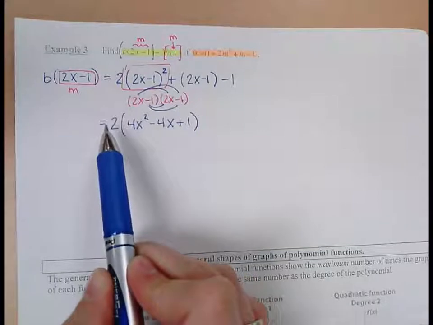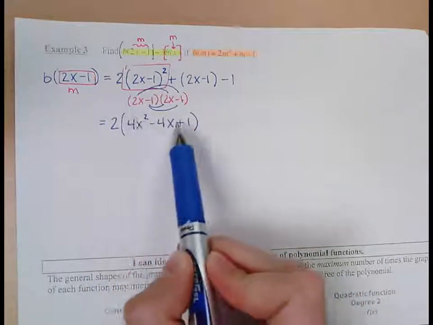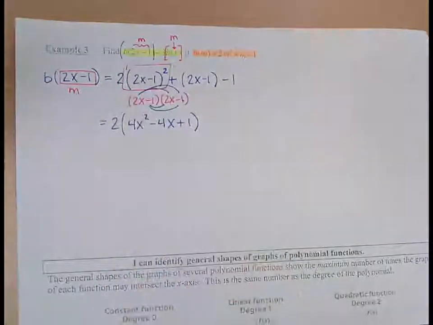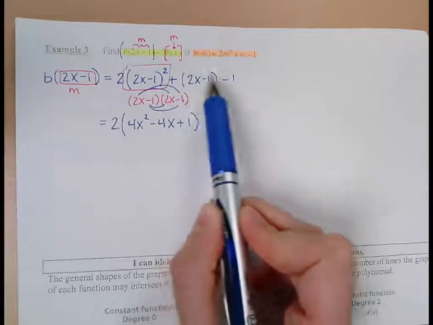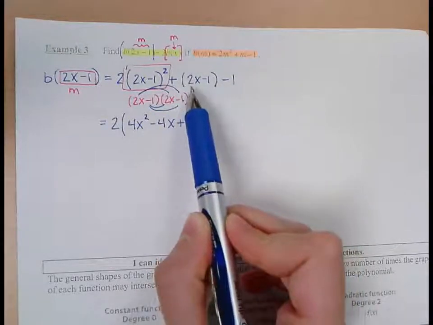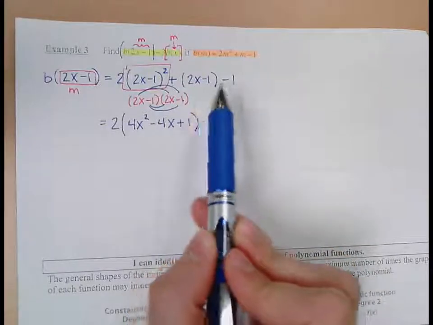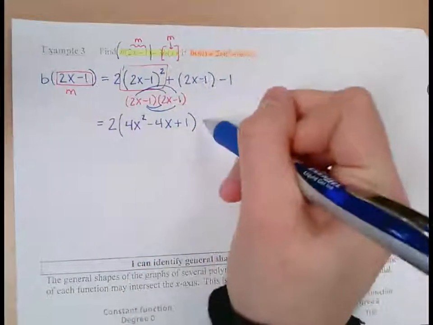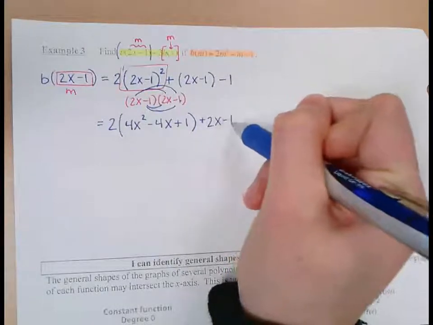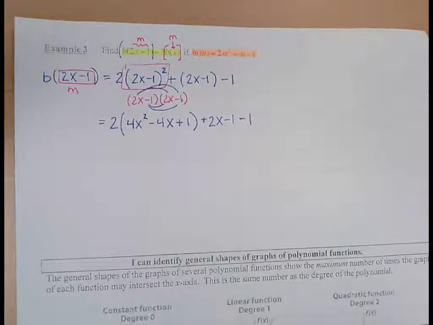So I'm still going to have to distribute that 2 that's on the outside, but this would be the quantity 2x minus 1 squared. Then, I know I wrote parentheses around this 2x minus 1, and that's because I was substituting that quantity in, but you don't really need the parentheses because it's just being added. So when I rewrite this, I'm just going to rewrite it without the parentheses. So I have the 2x minus 1 and then the minus 1 after that.